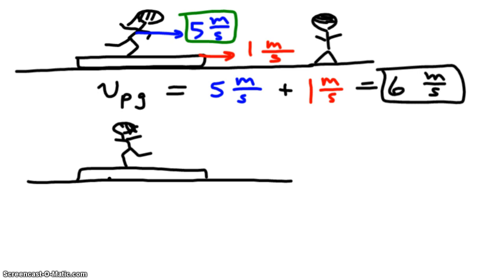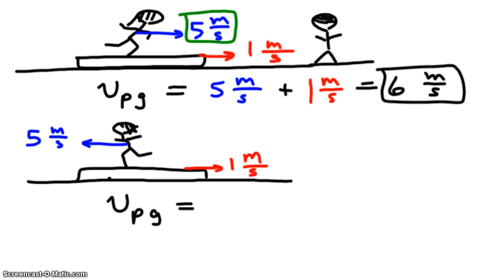Okay. Of course, you're going the other way now at the same 5. That's how fast you run. And the walkway hasn't changed directions. It still carries the floor there. The conveyor belt is being carried to the right at 1 meter per second. So now, what's the velocity of you, the person, with respect to the ground, or in the ground's frame?